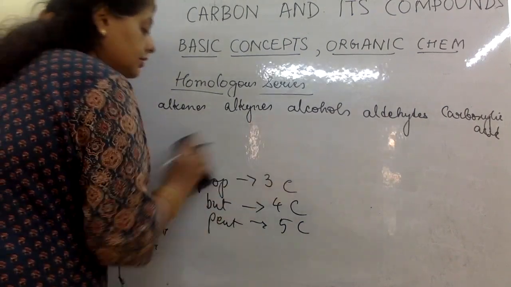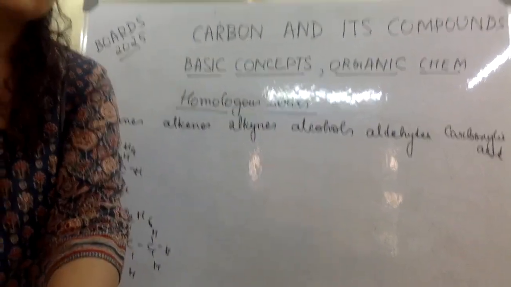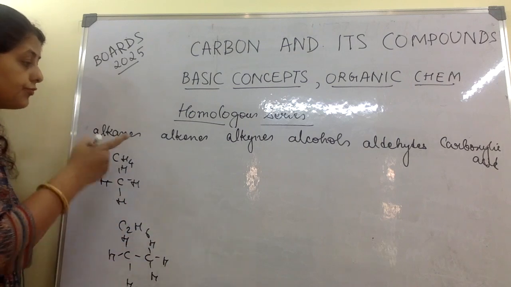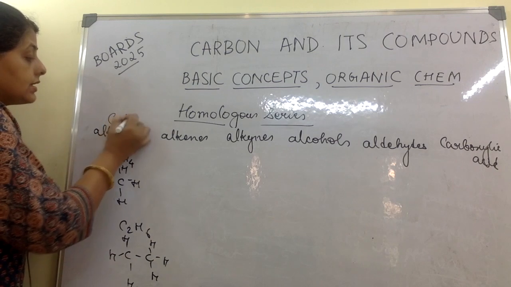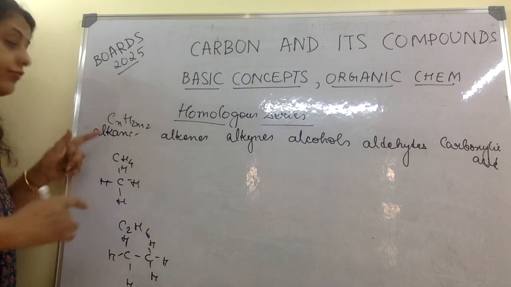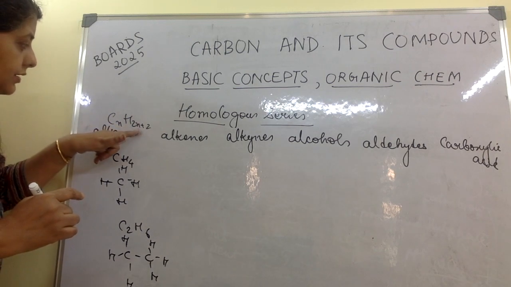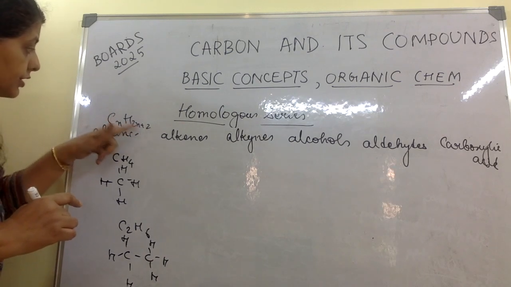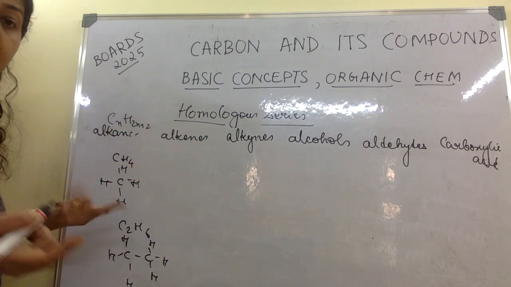Now let's talk about alkanes. Here one thing I forgot to mention. In alkanes, the general formula is CnH2n+2. This general formula is really very helpful. If you put a 1 here, it becomes CH4, you get the first member. Put a 2 here, you get C2H6, the second member. So this n is the number of carbon atoms in each one.